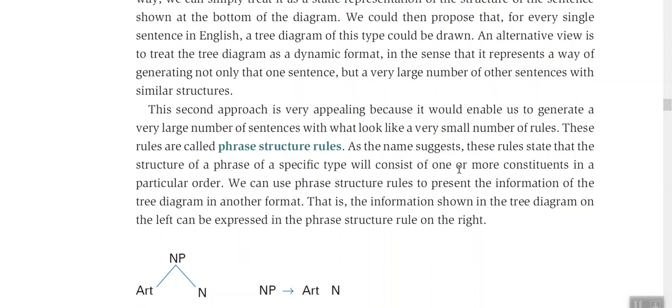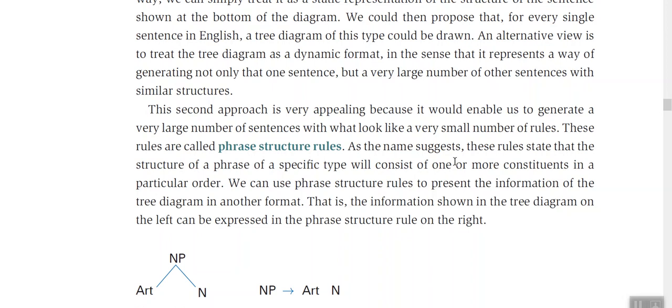It's because it's dynamic, so it will be able to generate a very large number of sentences with what look like a very small number of rules. Remember, we talked about this point. We said that there are certain rules, a very small number of rules, which can make unlimited grammatical sentences, unlimited phrases.